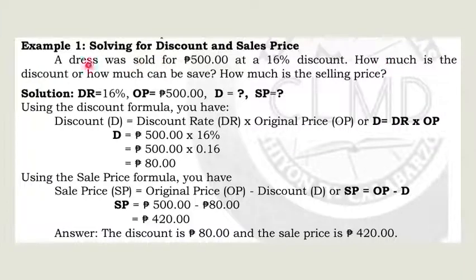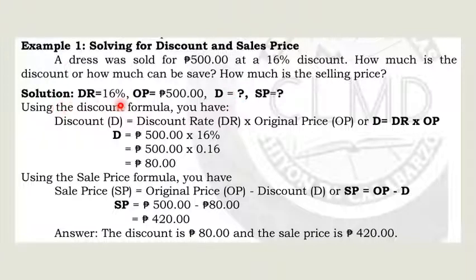How much is the discount? Paano ba kinukuha yung discount? First, identify muna natin which is DR, which is OP, which is D, and SP. Yung DR natin, ito yung discount rate, yung may percent. That is 16%. Yung OP natin, original price, is 500 pesos. Ang tinatanong kasi is yung discount, so nawawala siya, pati yung ating selling price. Isa lang muna yung discount hanapin natin.